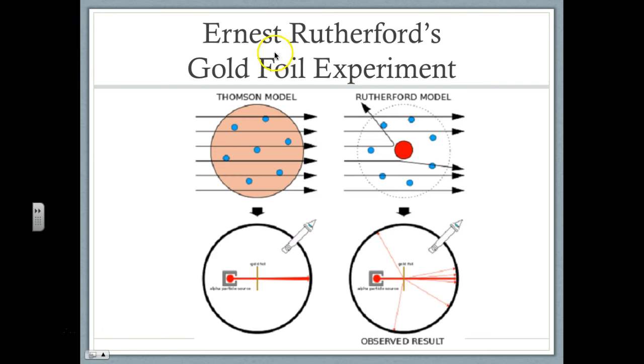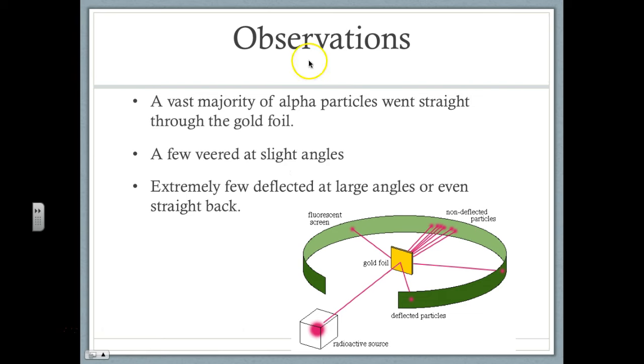So again, Ernest Rutherford's gold foil experiment. So Rutherford shot these alpha particles, which we talked about earlier, through a very thin piece of gold foil. And he totally predicted that all the particles would go straight through. But we'll discover that didn't happen. In fact, his observations were the following. A vast majority of the alpha particles did go straight through the gold foil, which he predicted. Almost all of them went straight through the gold foil.